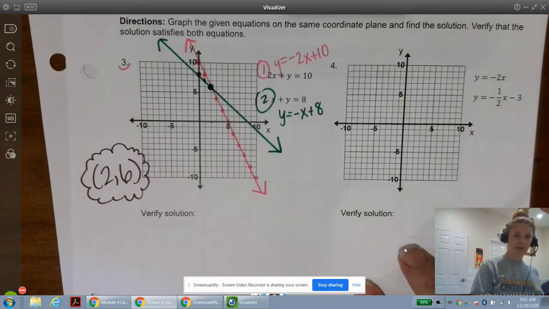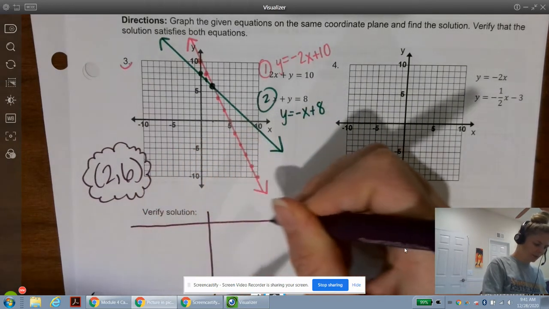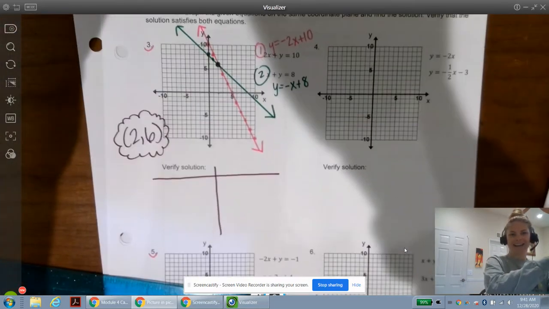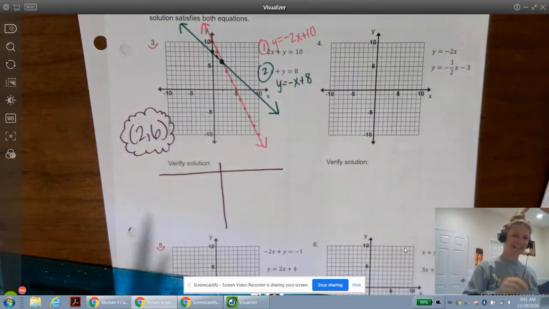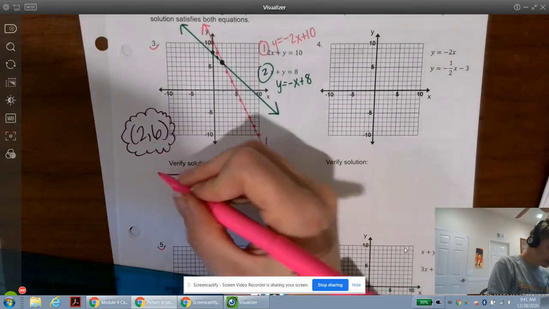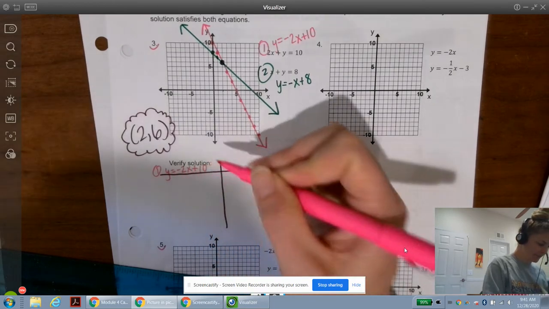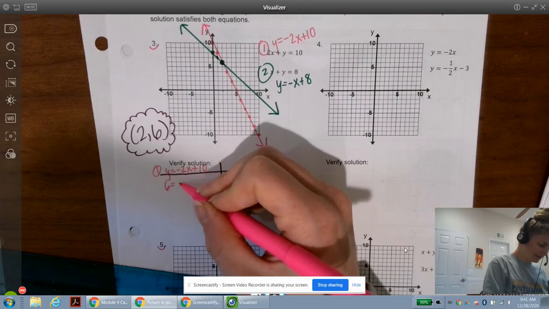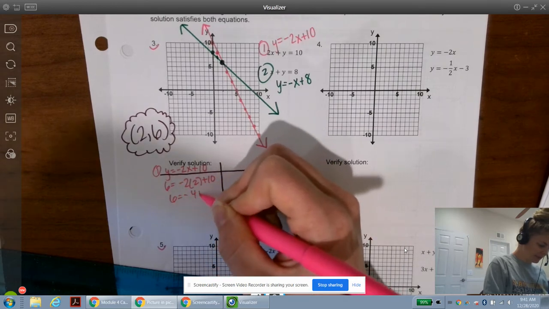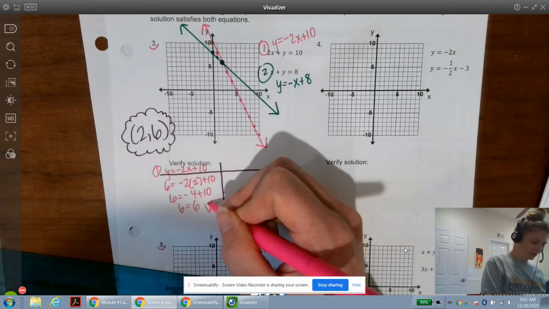So whenever we verify, I like to use a t-table to keep my work nice and organized because I have verified in the same equation twice. Silly. So don't make my same mistakes. You're better than that. So equation 1 is y equals negative 2x plus 10. And your y is 6, your x is 2. 6 equals -4 plus 10, and -4 plus 10 is 6. Woo! We got it right.